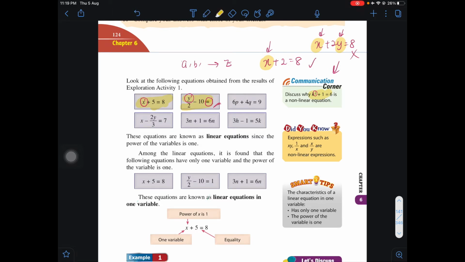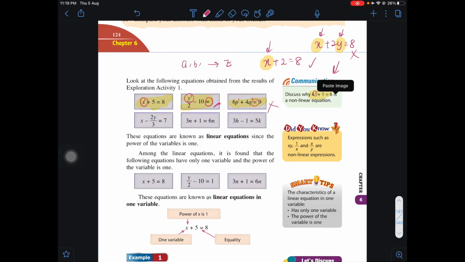Okay, for this one, 6p plus 4q equal to 9 is an equation because it has an equal sign. But even though p and q are to the power of 1, there are two variables in here. In one equation, there are two variables, which are p and q, which does not satisfy the condition. Okay, you need to have only one variable. So no, this one is no.